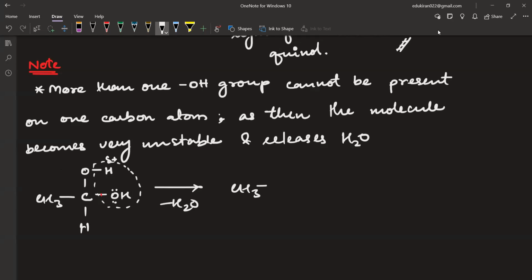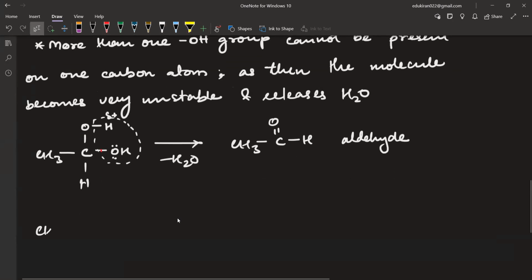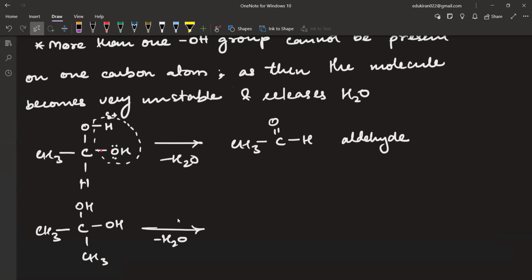So you will have CH3, carbon double bond O, and if I write the H here like this, I will get an aldehyde. Now, in place of H, if we had CH3 with carbon and OH, and here we had CH3 or any other alkyl group, then here also the water would leave, and you would get CH3, carbon double bond O, and then CH3.